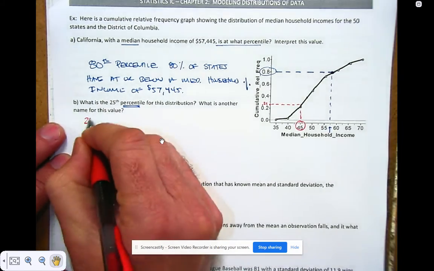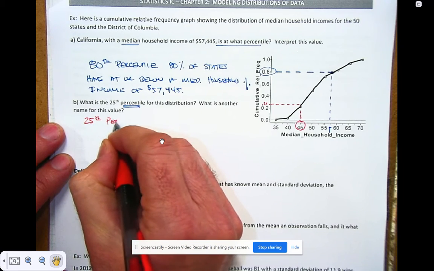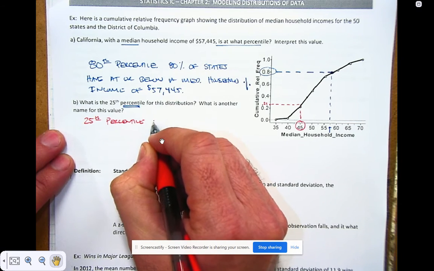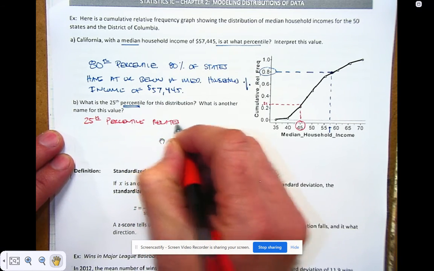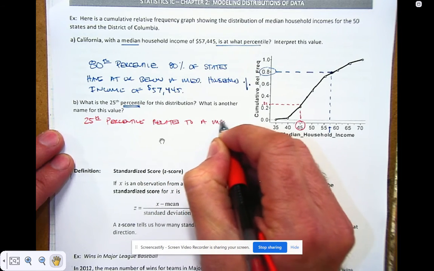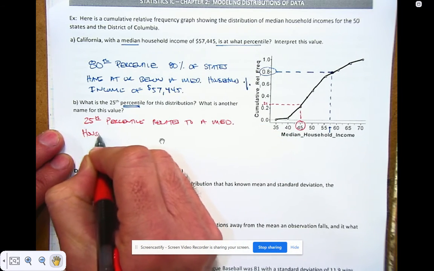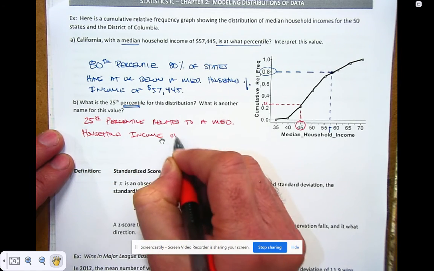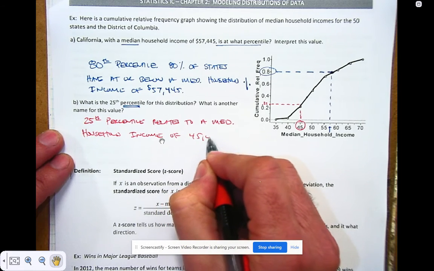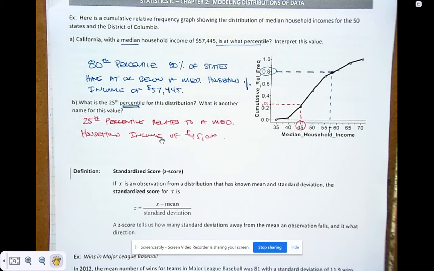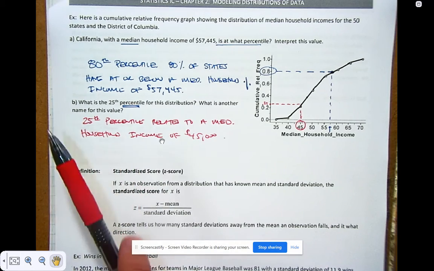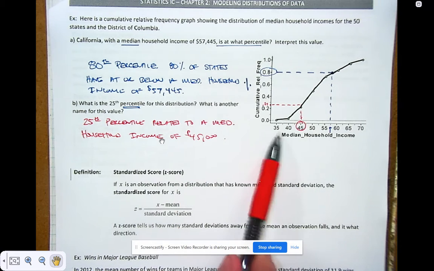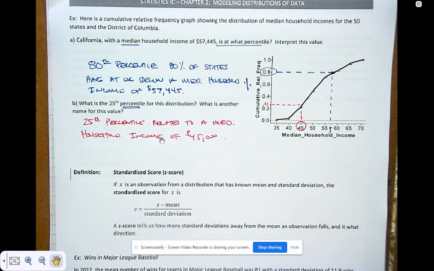Okay, so the 25th percentile relates to a median household income of $45,000. So again, the 25th percentile means 25% of all states have a median household income of $45,000 or below. Okay. All right, so we've talked about percentiles.